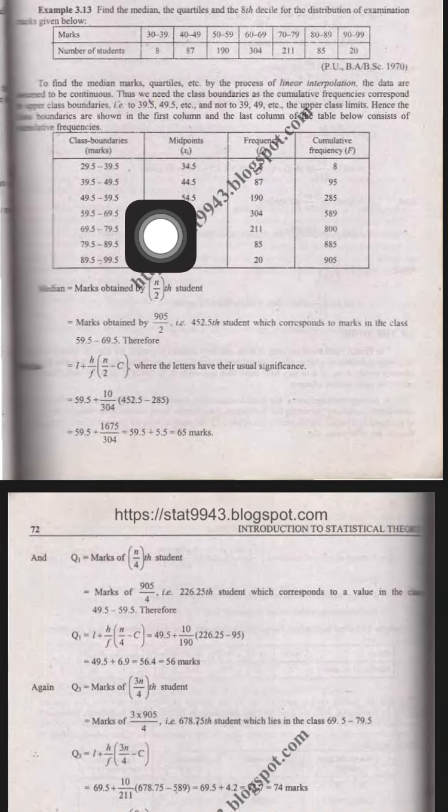Now I am going to look for this value in the cumulative frequency column. There is no 226.25 value here, so the value greater than 226.25 is 285. So I am going to select this row. You can see here the 285 row. I am now finding the values from this row.